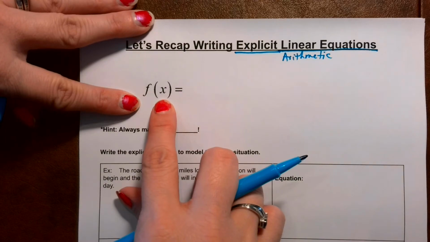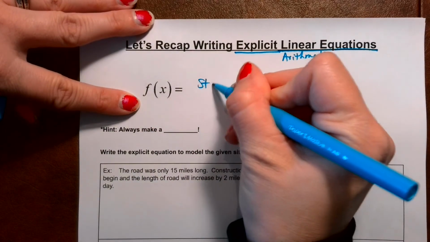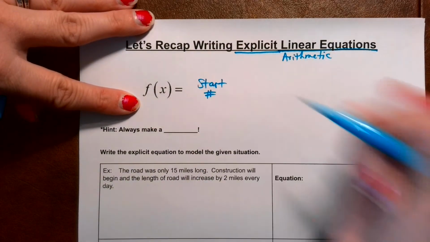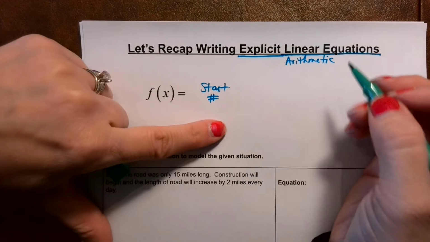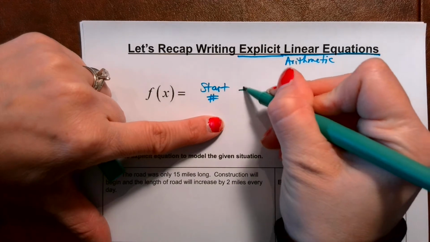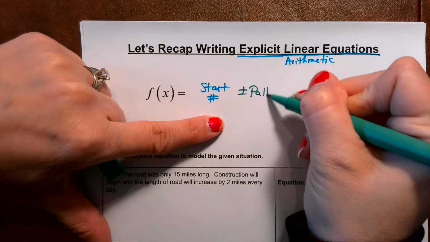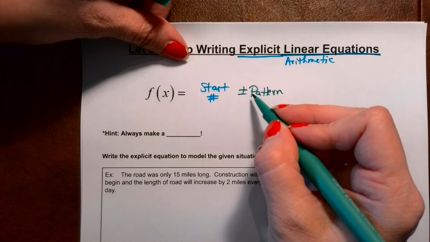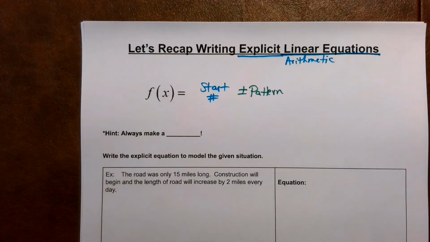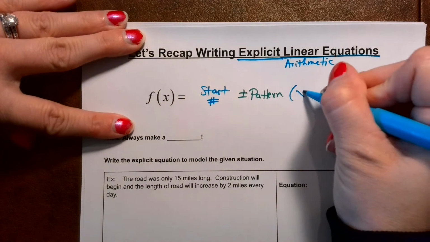F of x equals, we're always going to have the starting number go first. After the starting number comes the pattern. So it's plus or minus the pattern. Since it's arithmetic, it's going to be an adding or subtracting pattern. And then after the pattern, we're going to put x.